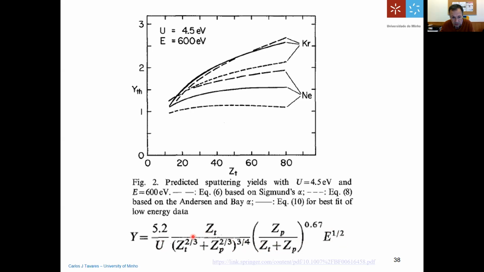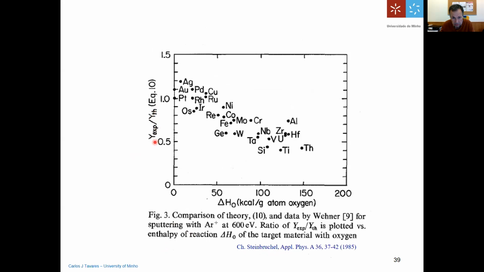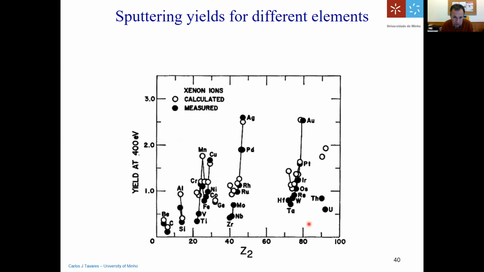So if you use this equation for the theoretical values, and divide the experimentally determined sputtering yield by the theoretical one, you see that the elements that match best are platinum and ruthenium. Noble metals like silver and gold have a slight deviation, so the experimental sputtering yield is slightly higher than the one predicted by the theory. But for some elements, like silicon, tantalum, and titanium, the experimental sputtering yield is about half of the expected one from the calculations.